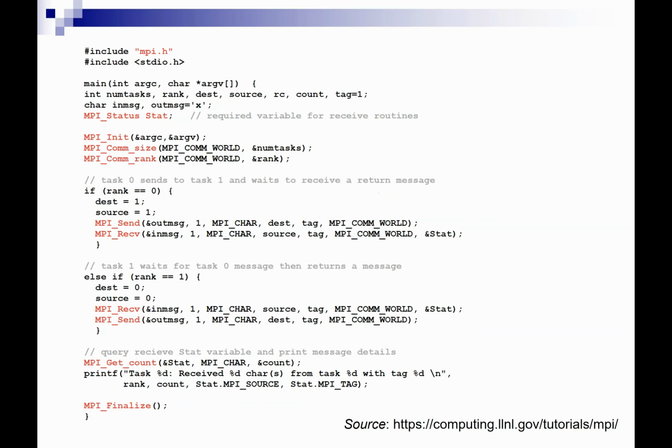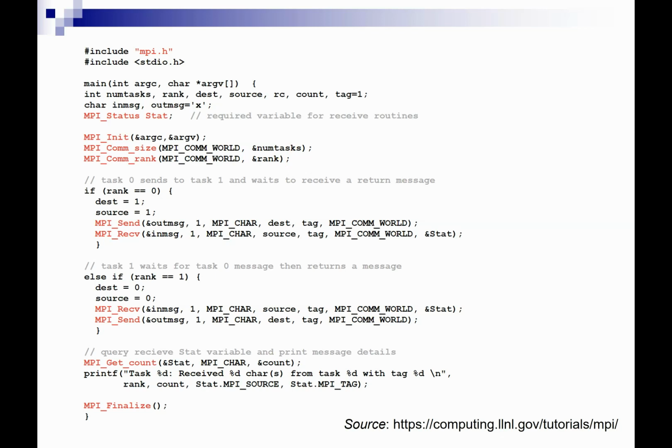Okay, so now let's do an example with send and receive. In this example, we've started out by calling MPI init, and then we find out the size of our communicator and our rank. For this example, let's assume that we only have 2 processes. So the number of tasks here is going to be 2, and the processes are going to have ranks 0 and 1.